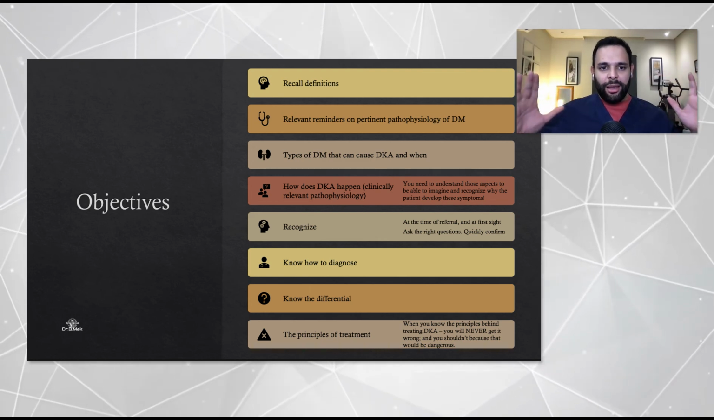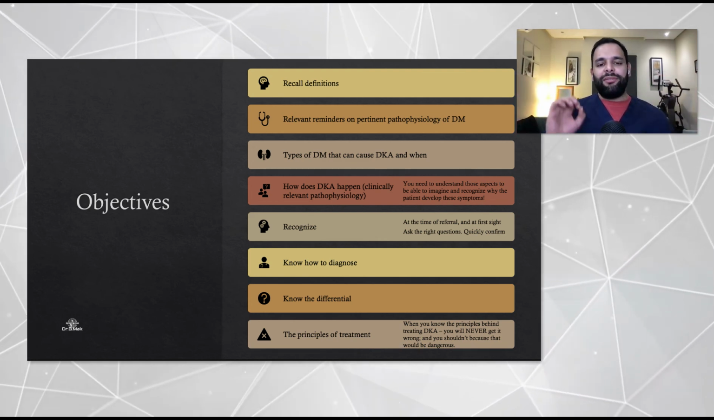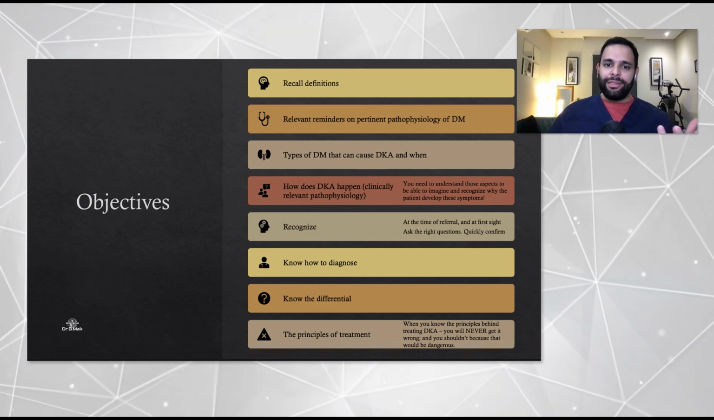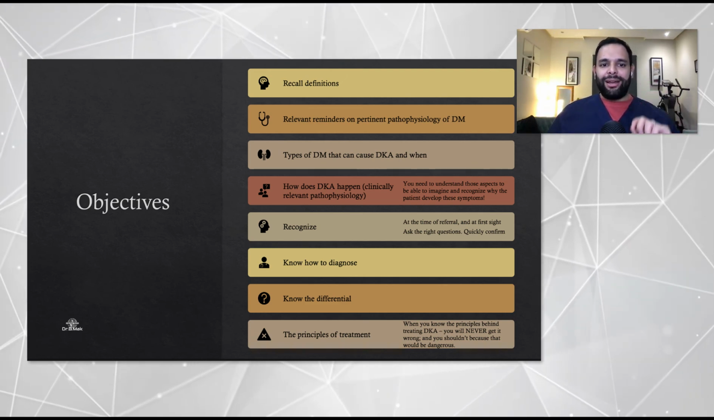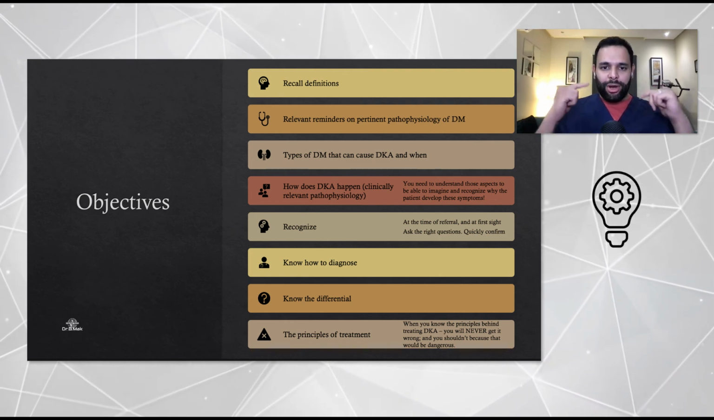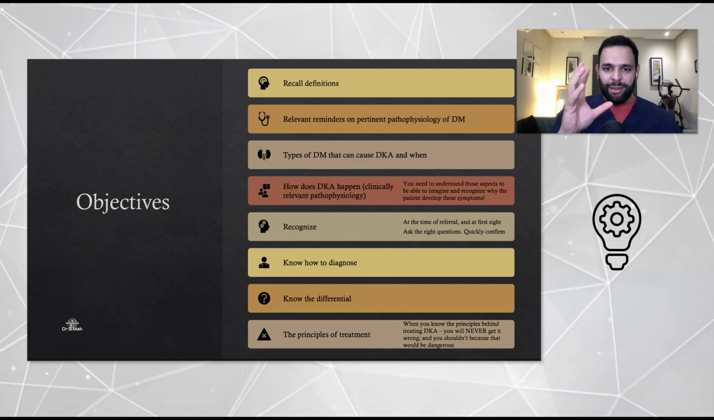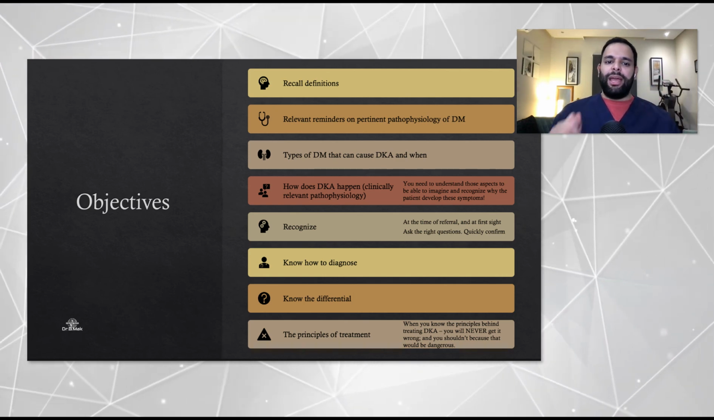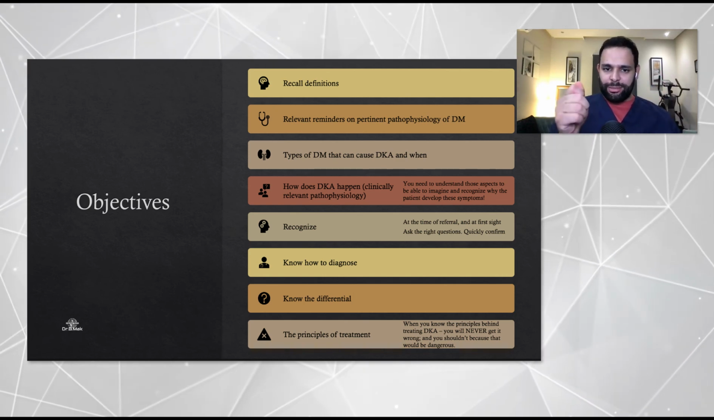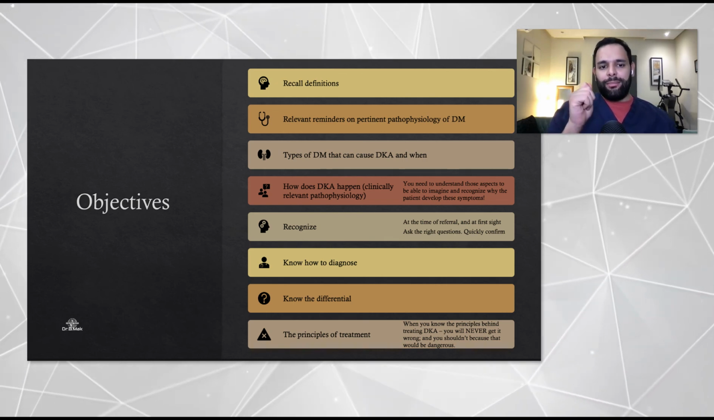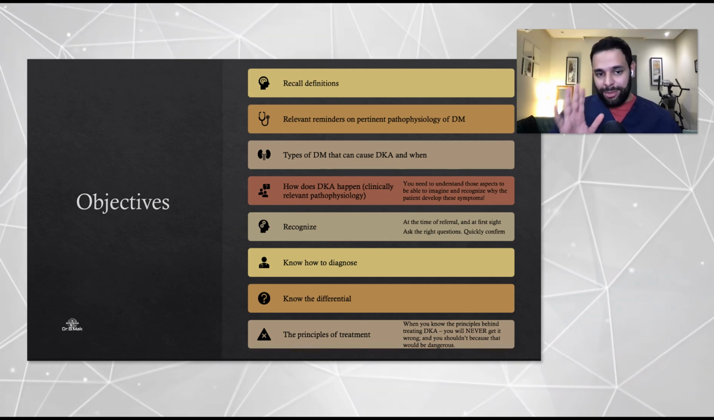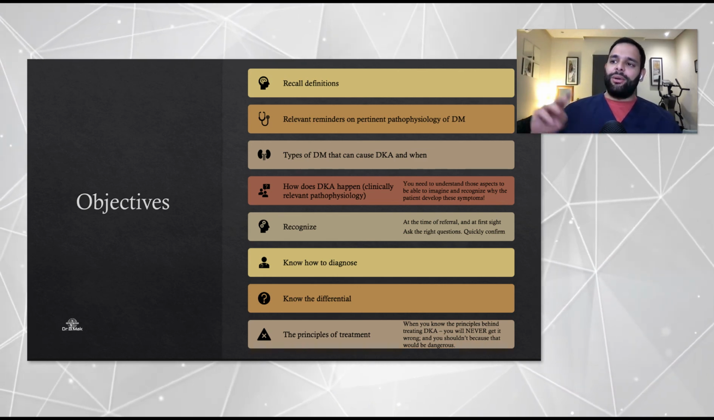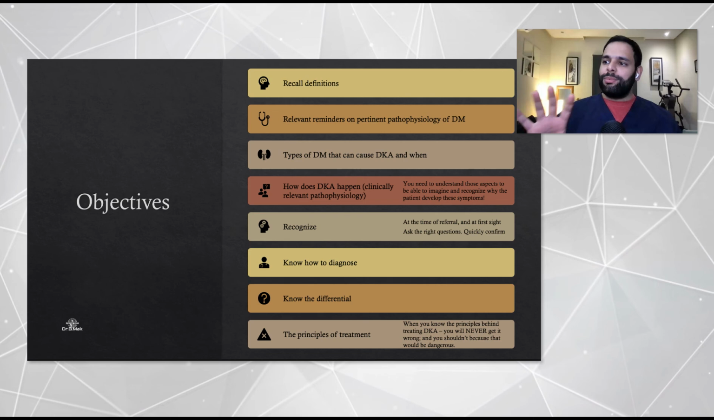When you have that idea plus the clinically relevant pathophysiologic concepts related to DKA and how it happens, then you can recognize the symptoms. And when you're able to formulate a recognition at the time of referral and at the time of examining the patient, then you'll be able to know that this is a potential diagnosis and be able to treat quickly. Which means you want to know how to diagnose promptly, you want to know the differential diagnosis, and you want to know the principles of treatment.